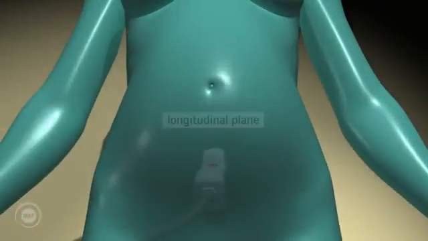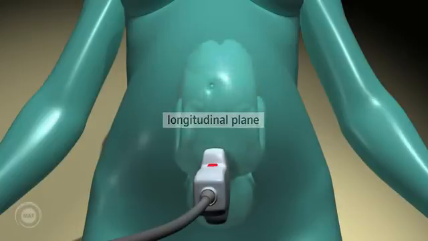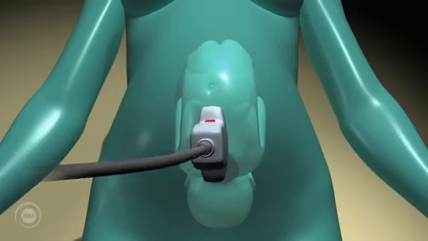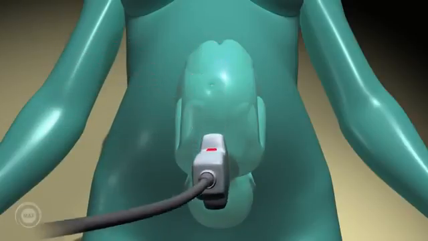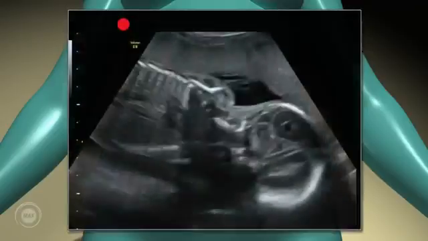Back anterior. Scanning in the longitudinal plane, the fetus's spine will be lying just under the mother's abdominal wall. The head will be to the right of the screen and the fetus's back will lie at the top of the screen.